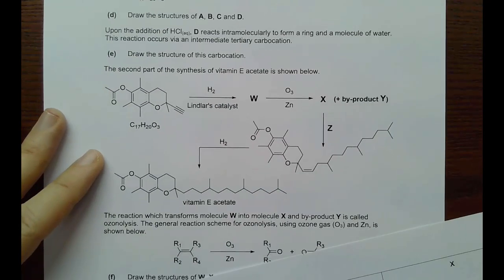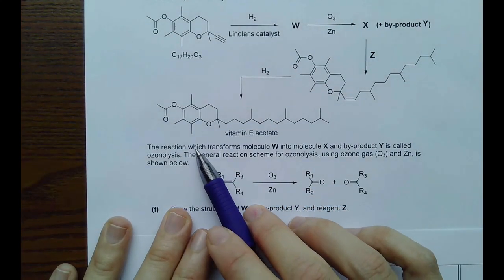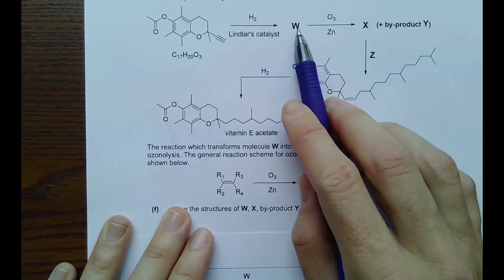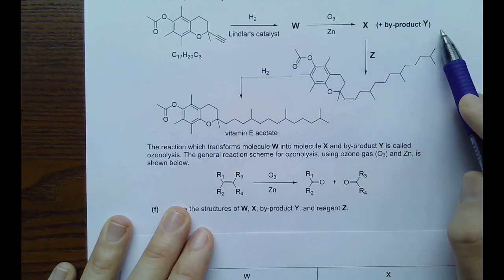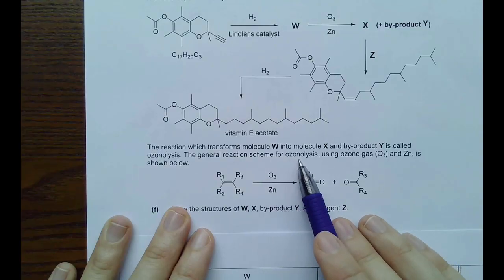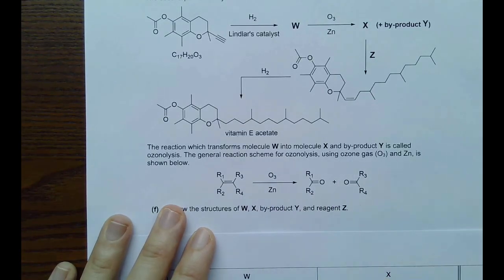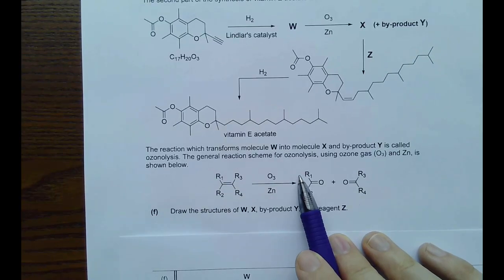But down here, you are given this piece of information. The reaction which transforms W into X and byproduct Y is called ozonolysis. The general reaction scheme for ozonolysis using ozone and zinc is shown below. So this is the second general reaction scheme they're giving you in this same question.